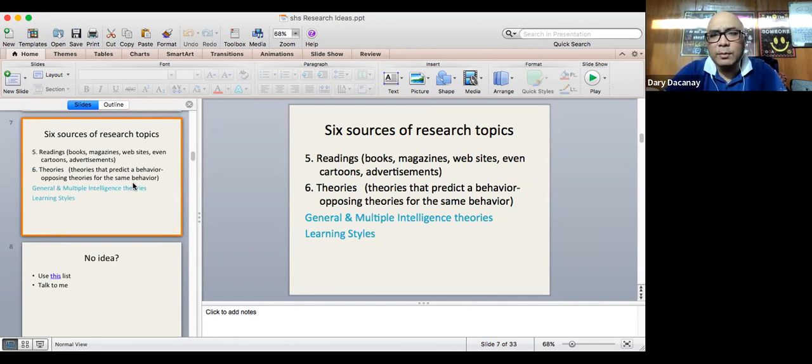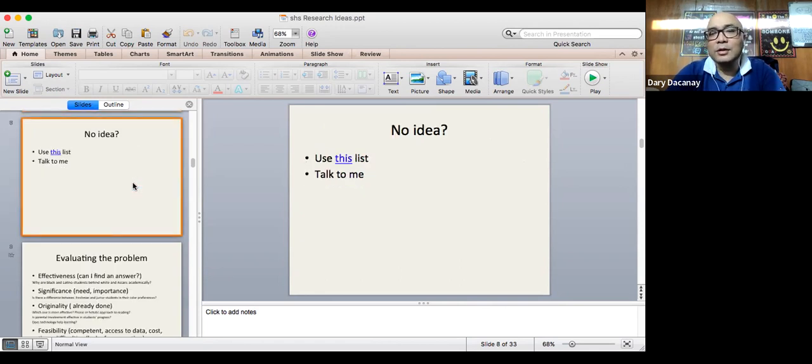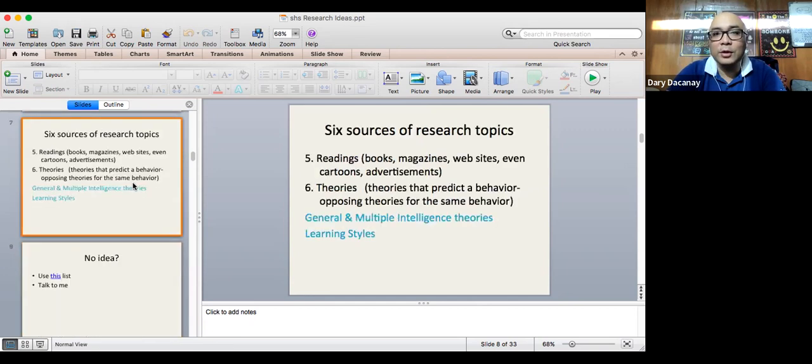Of course, there are the readings that you get from the books, magazines, websites, and even cartoons, advertisements, everywhere. And even theories, theories that predict a behavior, opposing theories for the same behavior. For example, the multiple intelligence theories, learning styles of students today. Now that those sources have been given, you may be able to use those ideas, and hopefully be able to talk to me again in our consultation.